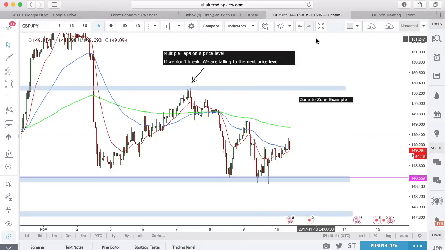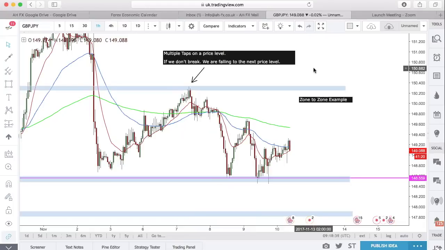So as you can see on screen here, this is the pair GBP JPY, the Great British Pound Japanese Yen. Essentially, I'm on the 1 hour time frame, and this is just an example of, if you draw your zones properly, you can take great moves. So you can see this top point here, we had a major tap and rejection, and essentially went from zone to zone.